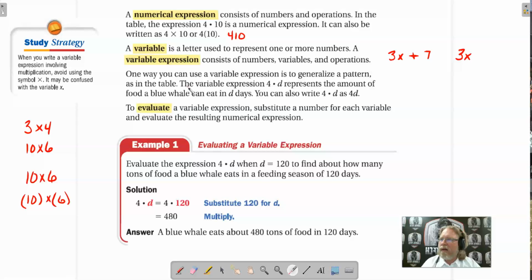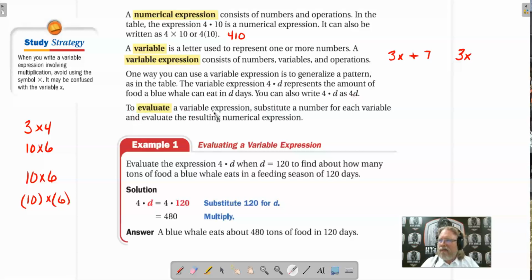One way you can use a variable expression is to generalize a pattern, as in that table that we had about the whale. The variable expression 4 times d represents the amount of food a blue whale can eat in d number of days. So instead of writing days for days, we're just going to use the variable d, let the letter d represent those number of days. You can also write 4 times d as 4d, just like I had here with the 3x. So 3 times x, and this is 4 times d. No operation between the number and the variable, so we know that it is, that's right, you guessed it, multiplication.